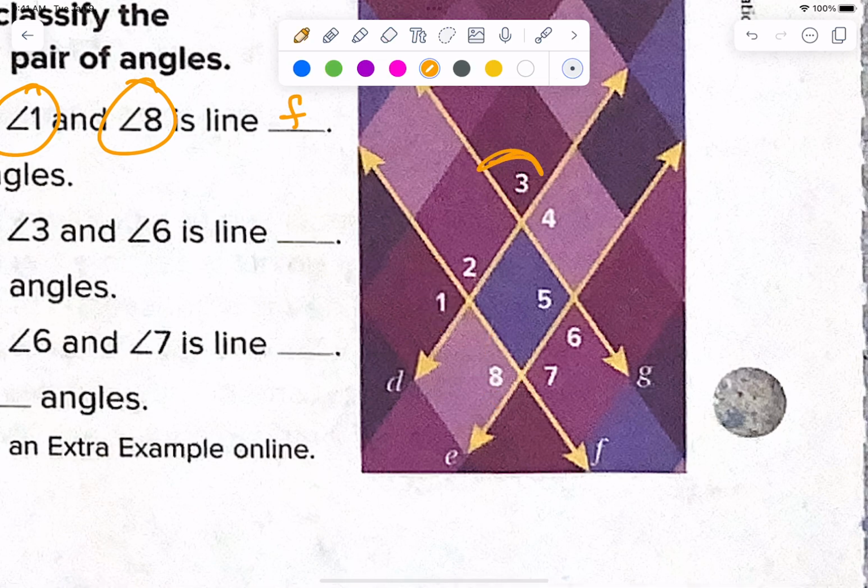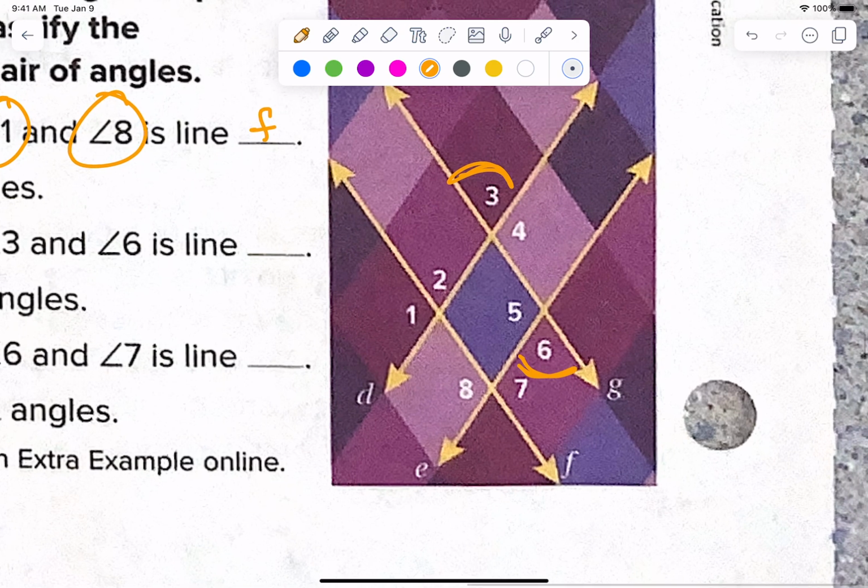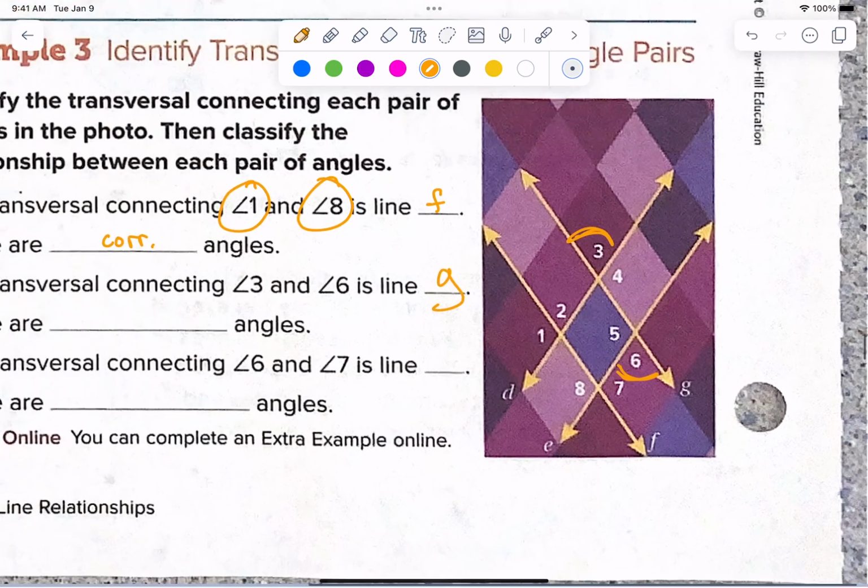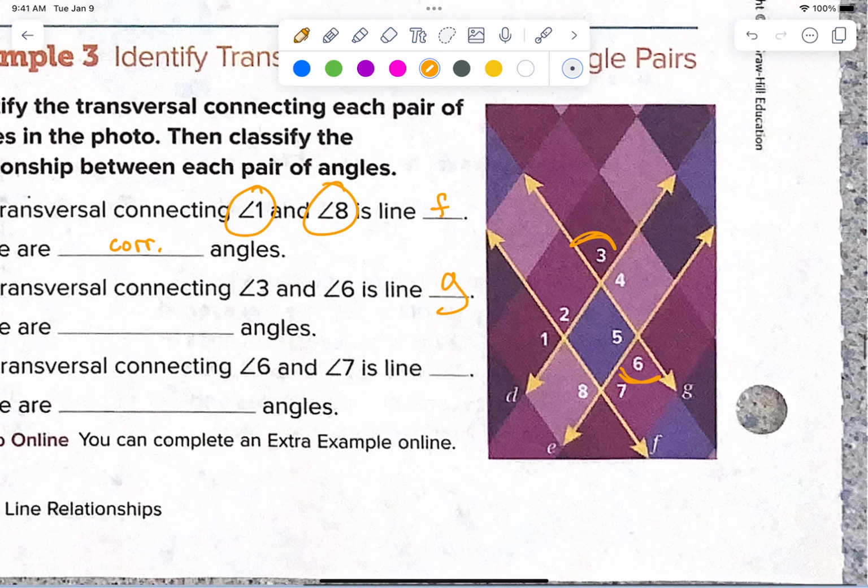All right, the next one, 3 and 6. 3 is here, 6 is here. Which one is touching both of them? G is the transversal, so that's where he is. Okay, what is 3 and 6 in relationship? Alternate exterior, right? They're outside of the plane. Alternate exterior, okay.